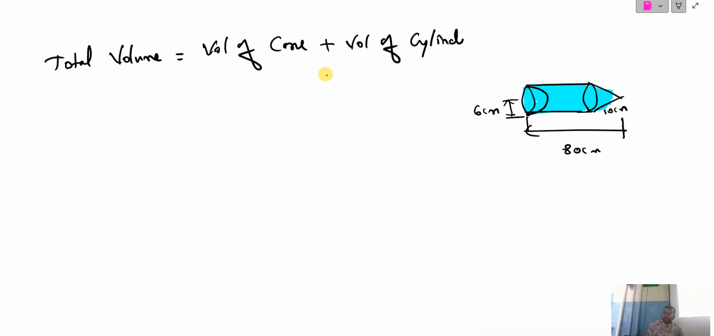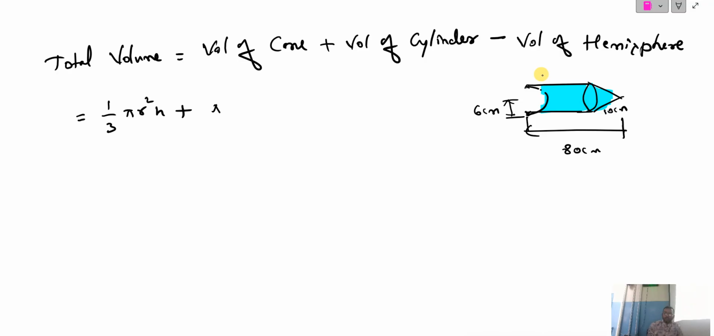In this volume of cylinder, we are removing this part. Once we are removing this volume, we can say that minus volume of hemisphere. Now we can substitute the values here. So we know that the volume of cone is 1 by 3 pi r square h, plus volume of cylinder pi r square h, minus volume of hemisphere 2 by 3 pi r cube.